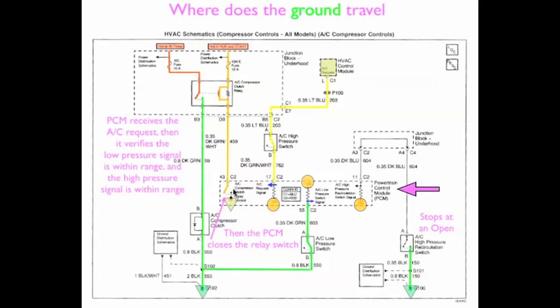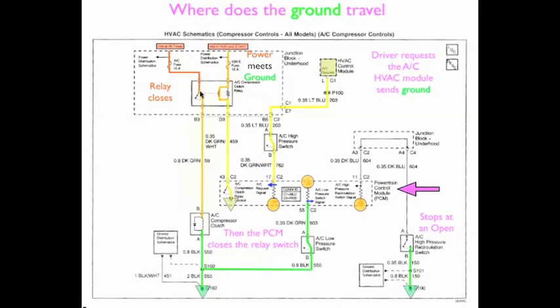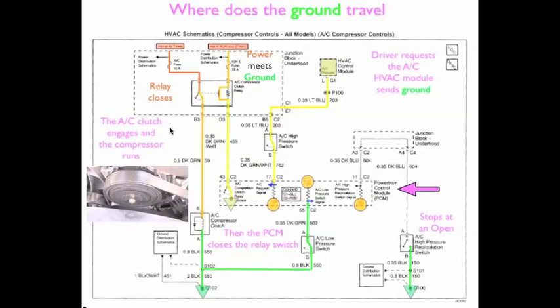So this switch is going to close, ground is going to travel up to the load. This is going to energize, become an electromagnet, and close the relay. Once the relay closes, power is going to find ground, become switched power and find ground. The AC clutch is going to engage, and the compressor will run. Now, of course, electricity is so fast, all of that happens in a split second. I've just slowed it down so that we can see the mechanics of it.